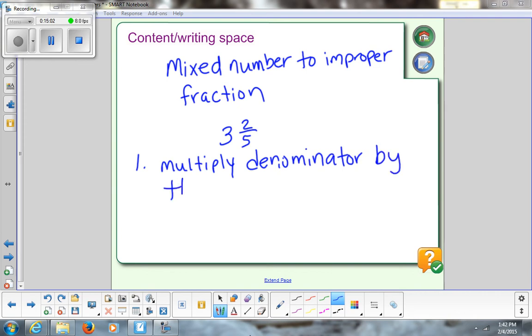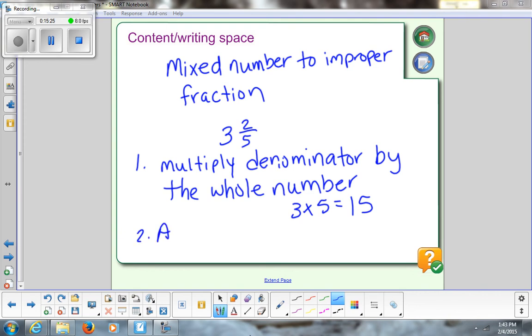So I'm going to multiply the denominator by the whole number. What two numbers am I going to multiply? Denominator, no, I know. What actual numbers on this problem? 3 times 5. So first thing I'm going to do is go 3 times 5. What does 3 times 5 equal? 15.